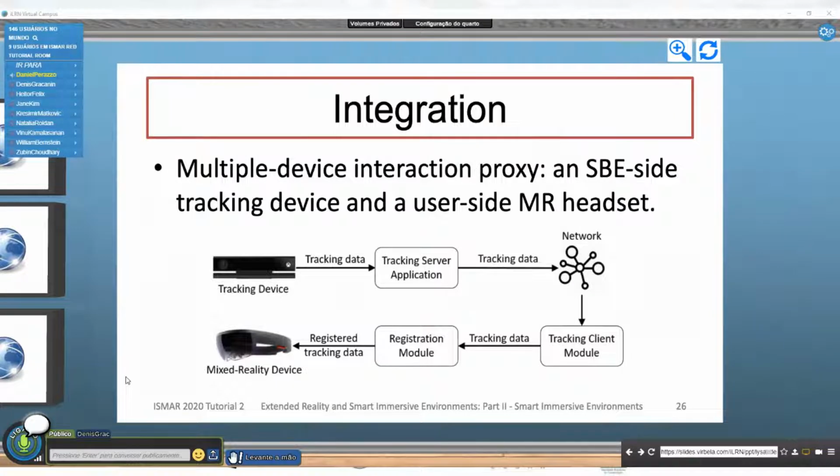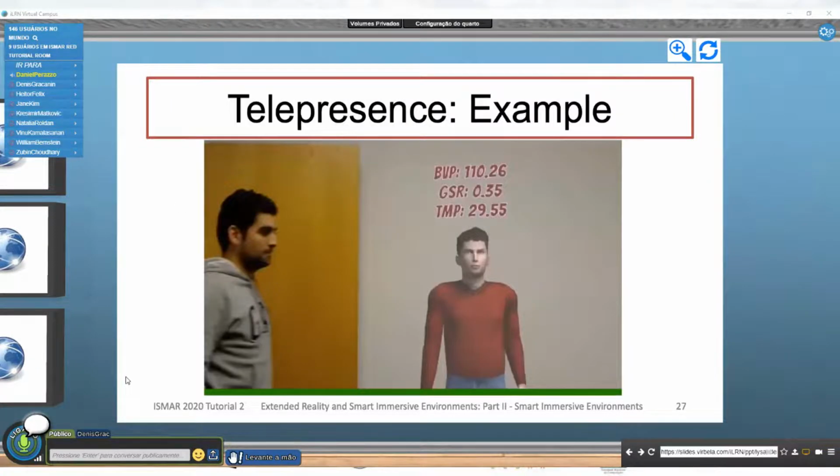So an example is this telepresence demonstration. And this is an actual demonstration that took place between Virginia Tech and Virginia Military Institute, so between Blacksburg, Virginia and Lexington, Virginia, roughly 80 miles.